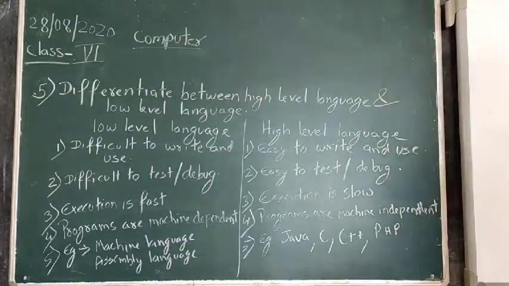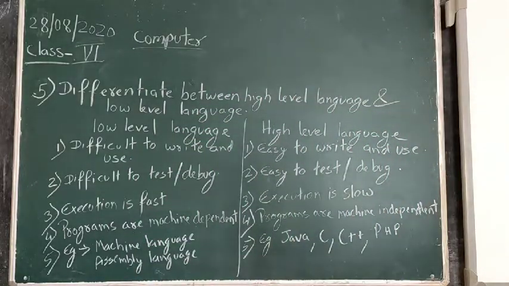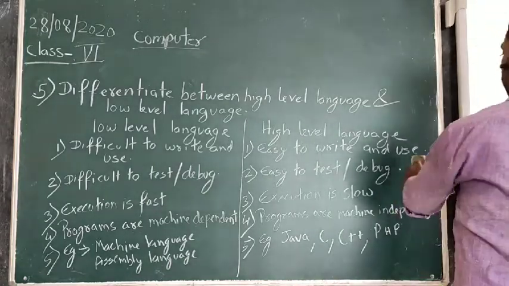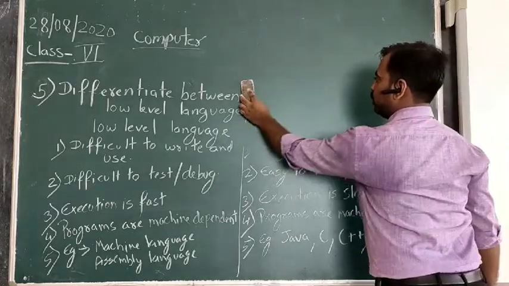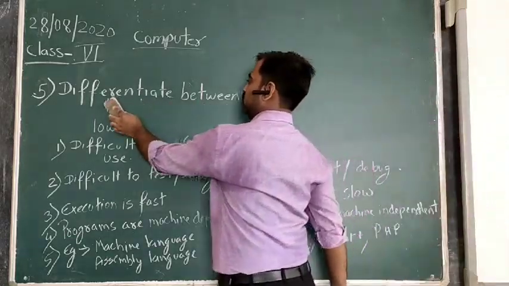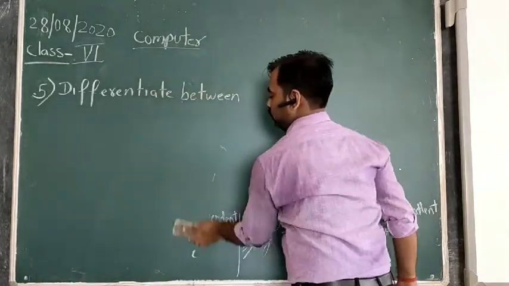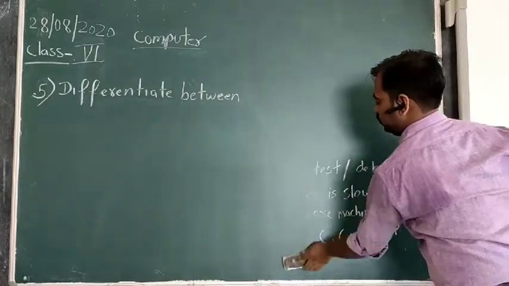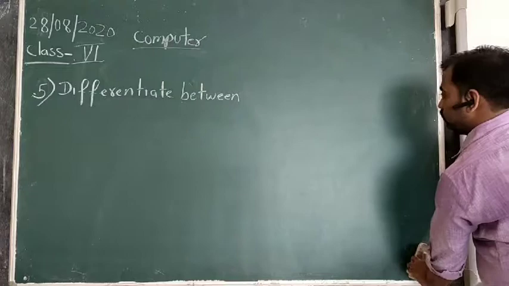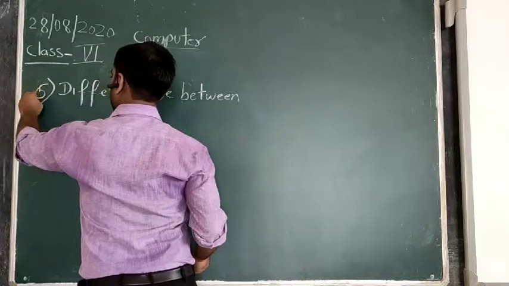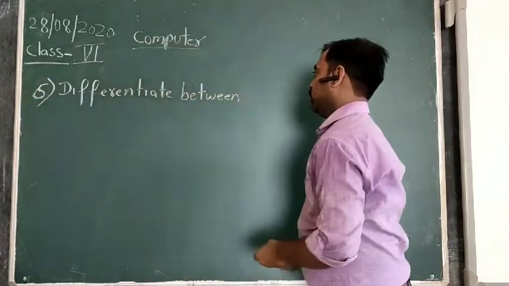If you want, you can note it down and keep it for preparation from the exam point of view. Now we move to the last topic, that is, differentiate between the question mark and asterisk.